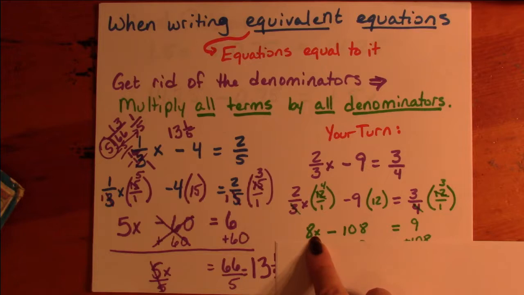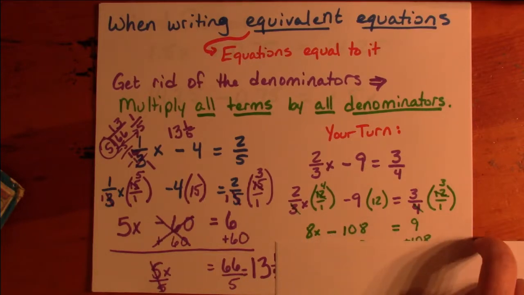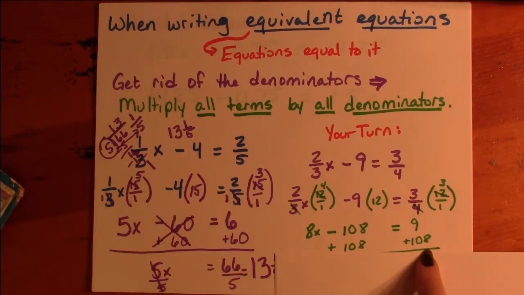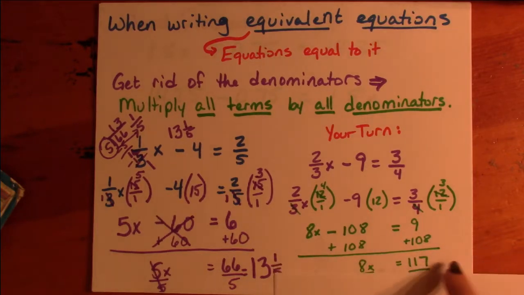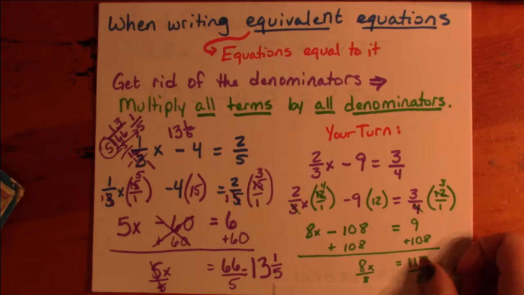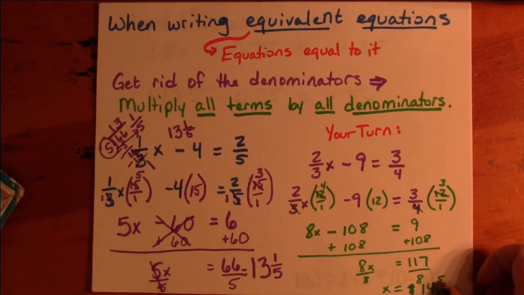Now I can solve for x. I'm going to start with this because it's farther away. I'm going to add 108 to both sides. So now 8x equals 117. And I'm going to divide each side by 8. And 8 goes into 117 14 times.